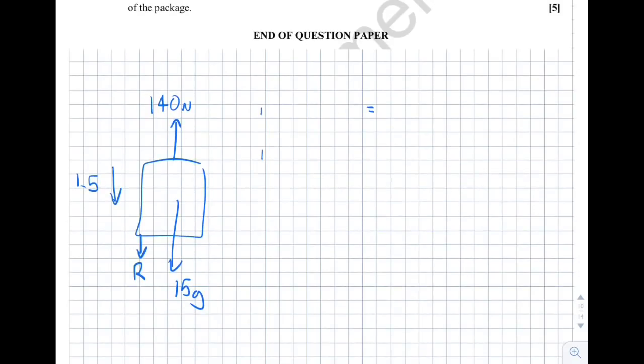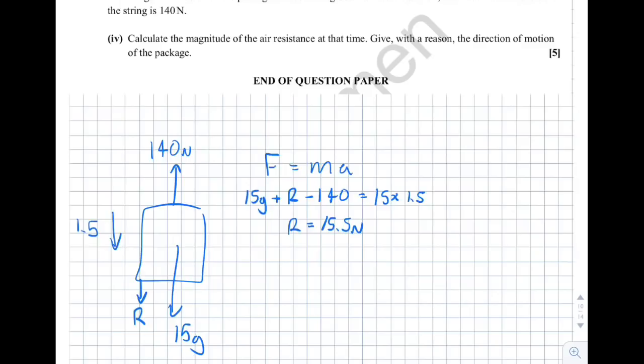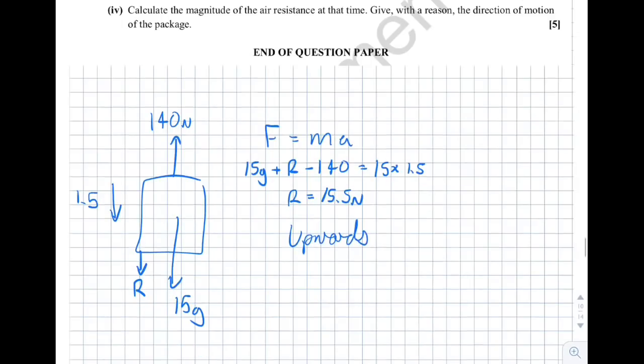Okay, so we can do another Newton's second law equation to see if we can work out what R must be. I'm going to do the resultant force going downwards equals mass times acceleration. So the resultant force going down is 15g plus R, but now minus 140, because that's going the other way, and that's got to equal mass times acceleration. If we solve this, we've got to do 15 times 1.5, so that's 22.5, plus 140, minus the 15g, which I think was 147, so that's 15.5 newtons. Now, because that's positive, it means the air resistance is acting downwards, which means the direction of motion must be upwards.